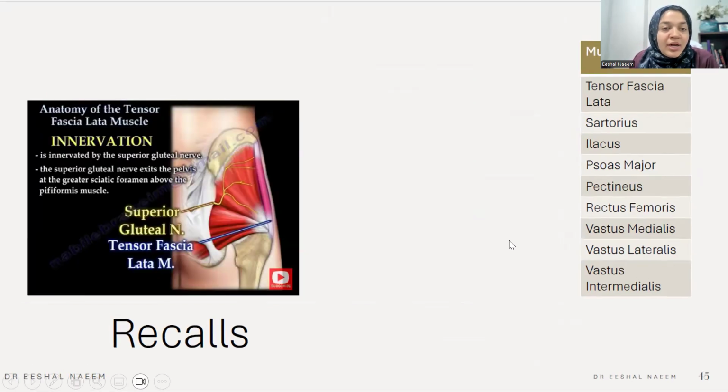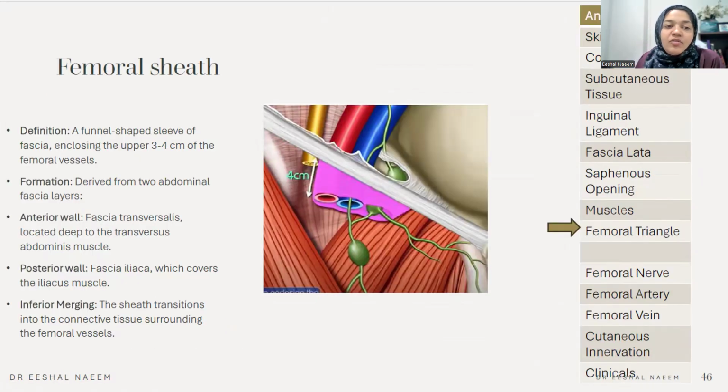Now, moving on to the anatomy of the tensor fascia lata, just a recall that it was innervated by the superior gluteal nerve. The superior gluteal nerve exits the pelvis at the greater sciatic foramen above the piriformis muscle, which was also the area we called the suprapiriform foramen. And then it supplied the gluteus medius, minimus, and tensor fascia lata.